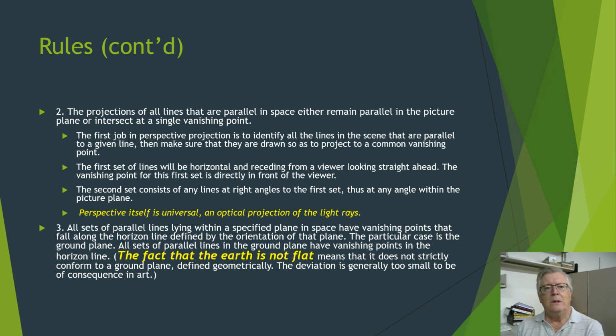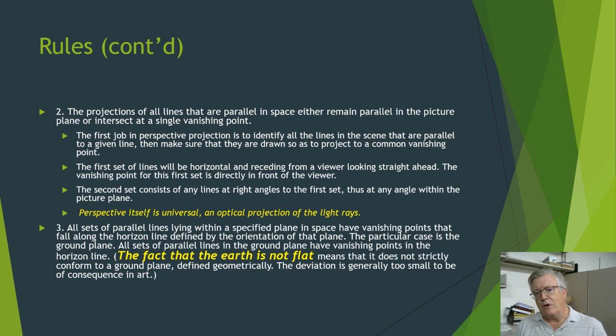Rule 2. The projections of all lines that are parallel in space either remain parallel in the picture plane or intersect at a single vanishing point. So our eye sees one vanishing point. The first job in perspective projection is to identify all the lines in the scene that are parallel to a given line. Then make sure they are drawn so as to project a common vanishing point.